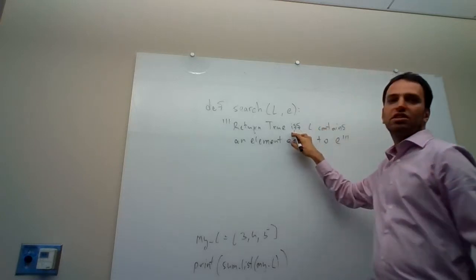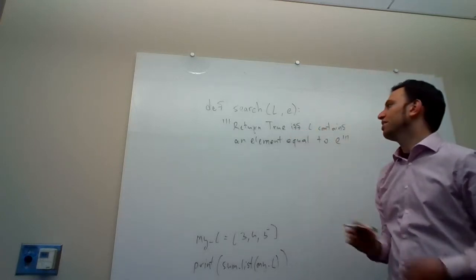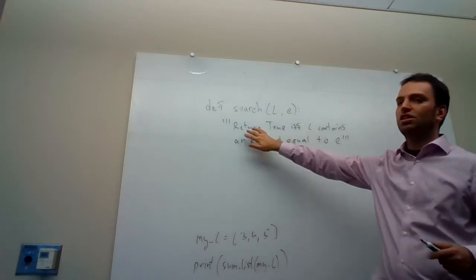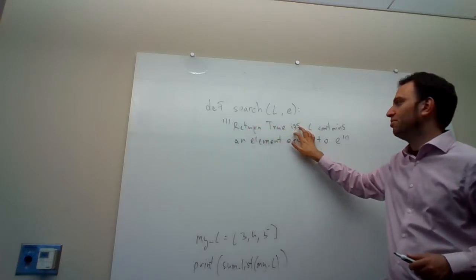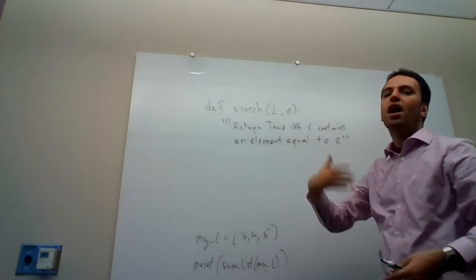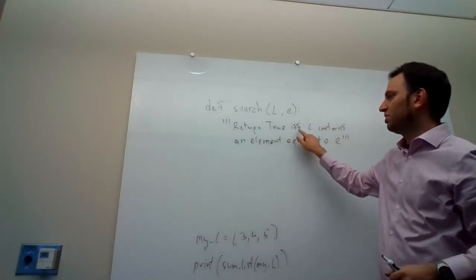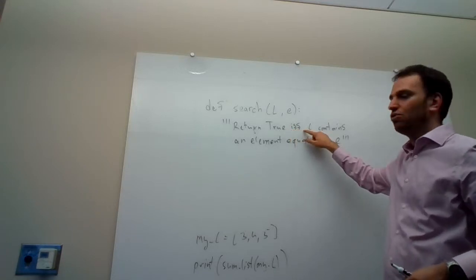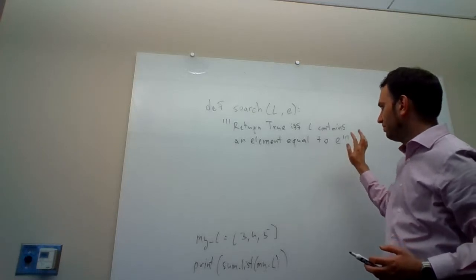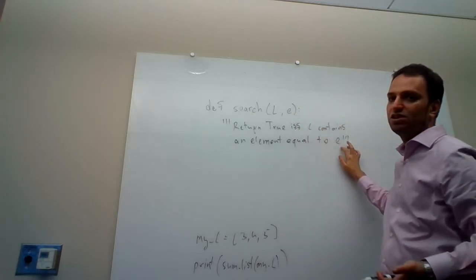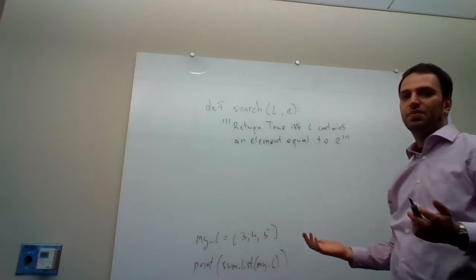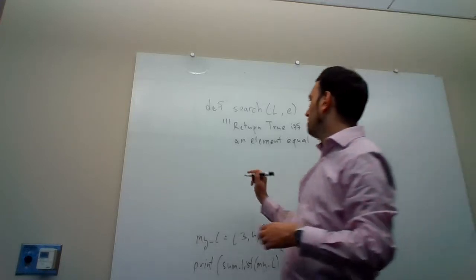So here I wrote "if" with two f's. This means if and only if, and usually "return true if and only if" means that if this holds, then return true, otherwise return false. That's implied by the if and only if. That's the convention. So basically it means if L has an element that's equal to E, then return true. If not, then return false.